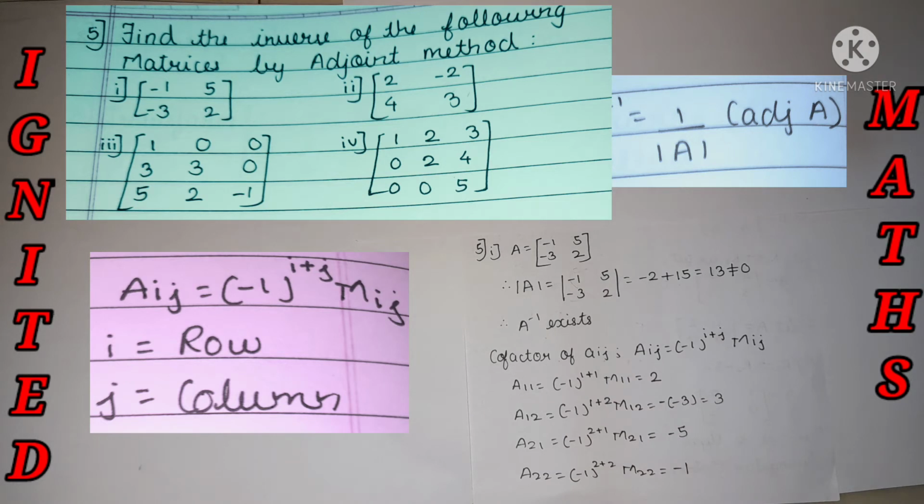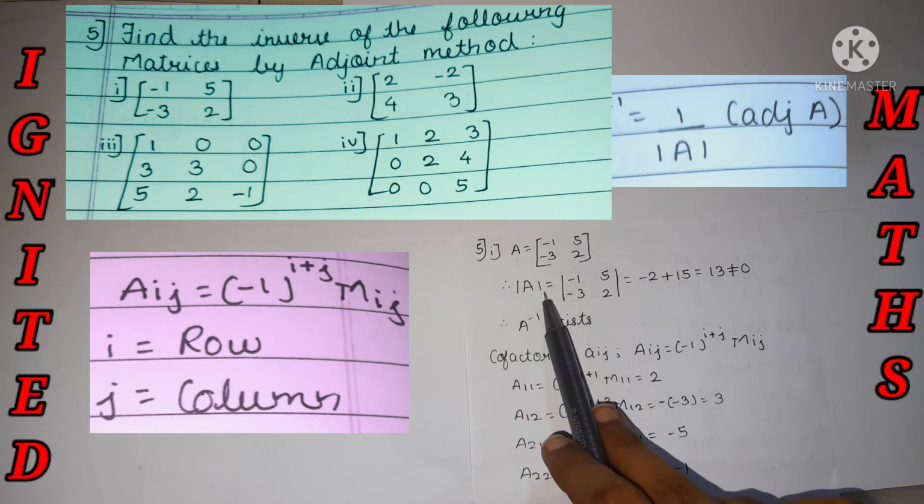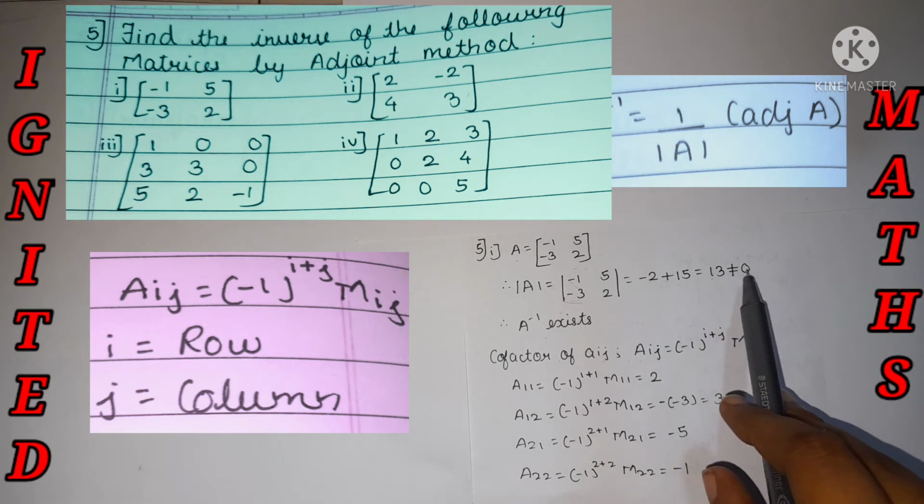For finding the adjoint we need to find the cofactor. For finding the cofactor we need to find the minor. Step by step we will move on. So the A matrix is over here. So the determinant of A is 13, which is not equal to 0.